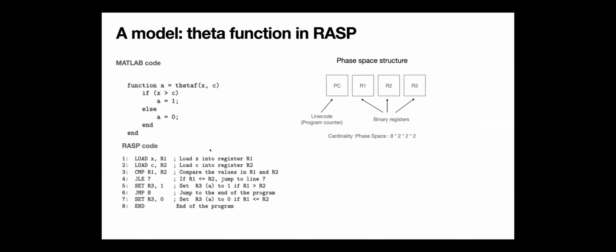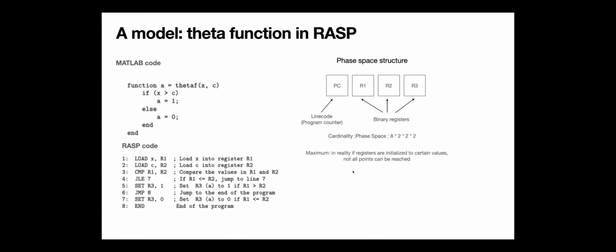Because I'm a physicist, I think in terms of maps, in computer science. And in order to represent this map faithfully, this is what you need to keep track of. You need to keep track of the line, the program counter, which sometimes I call line code, and the registers where you're actually storing your information. And the cardinality of the phase space is essentially the product of all possible states. So you see that this increases exponentially very fast. So you need to keep track of this type of thing. You will see some examples soon.